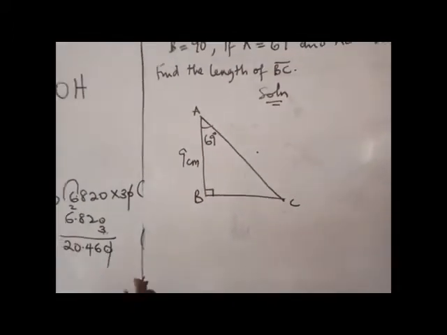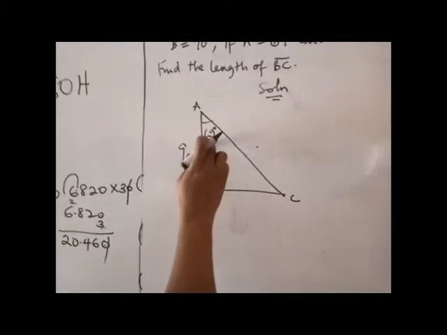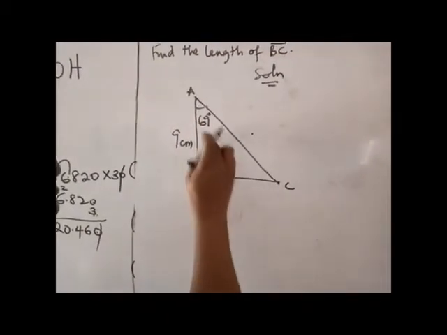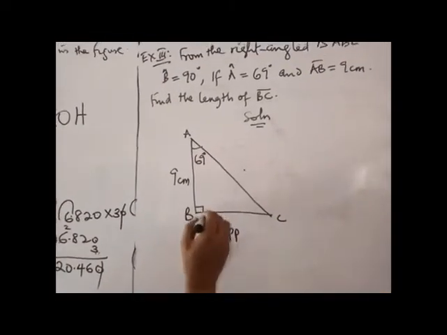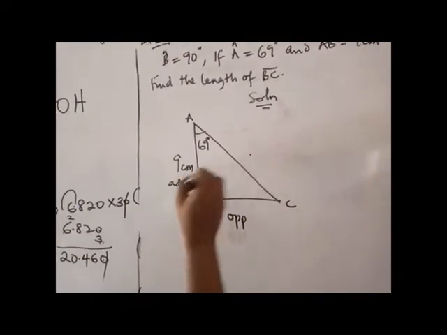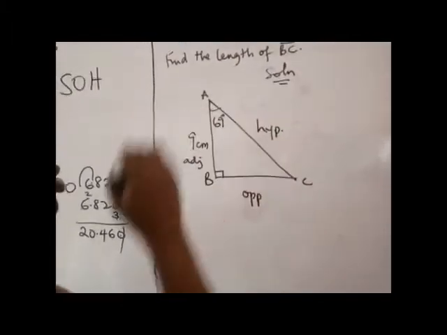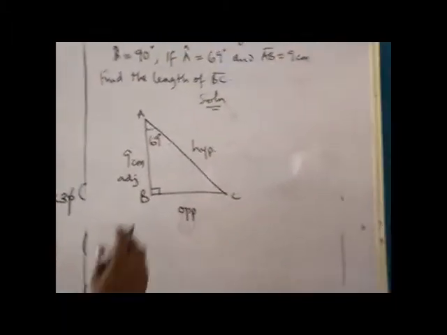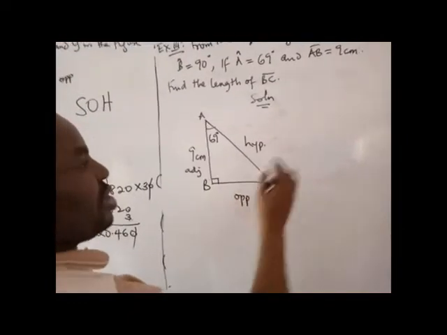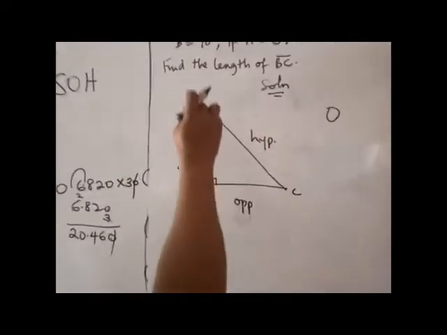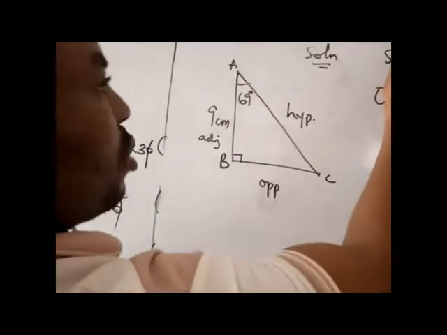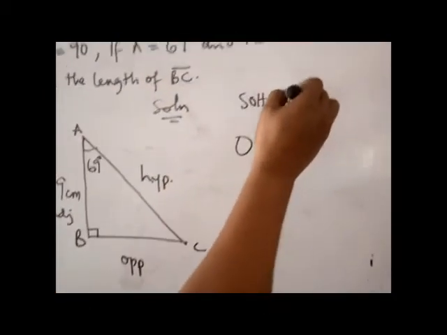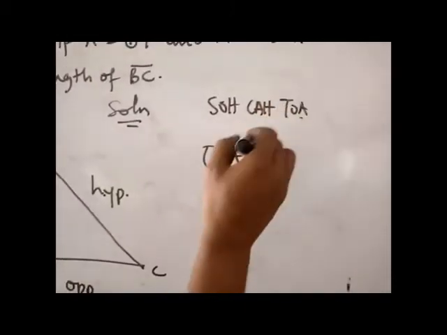So this is the angle in question. This side is called opposite. This side making angle 90 with opposite is called adjacent. And here is called hypotenuse. First of all, you are looking for line BC, and line BC is opposite. You are given line AB, which is adjacent. So from your SOHCAHTOA, which one has O and A? It is tan.